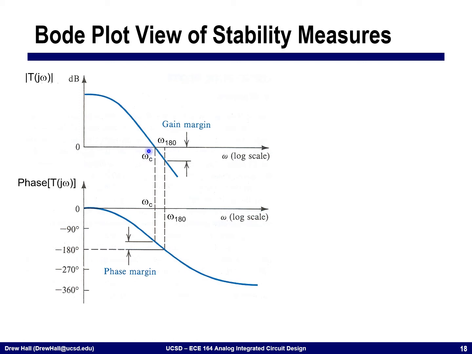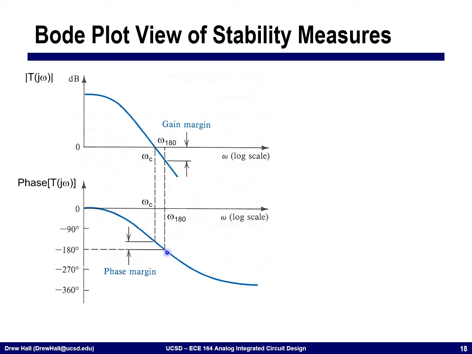We're going to call a couple of frequencies into play here. The frequency at which the loop gain crosses unity, or 0 dB, we're going to call that omega c. We go down and look at the phase, and the distance between that and 180 degrees is what's known as the phase margin. Okay.